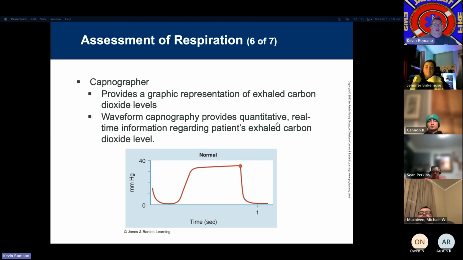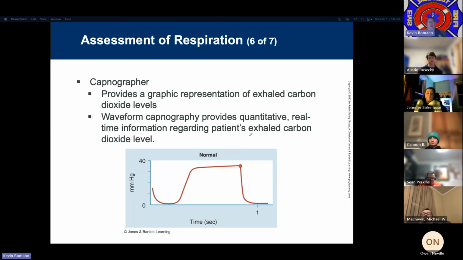So a capnographer is a device that provides a graphic representation of exhaled carbon dioxide. I'm not going to get in depth on this. We covered it last class. But again, exhalation up, plateaus off. This is your end-tidal number. Inhalation. That's 1 cycle, 1 breath.